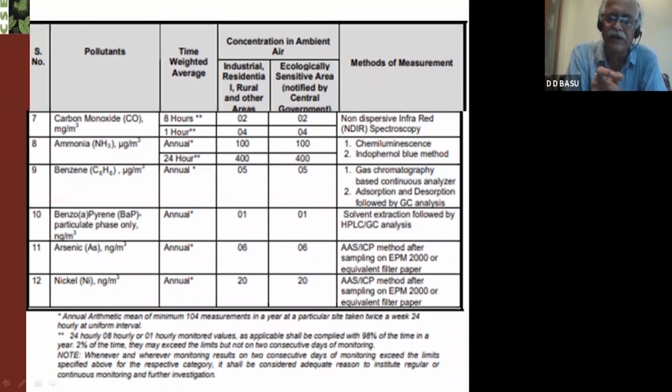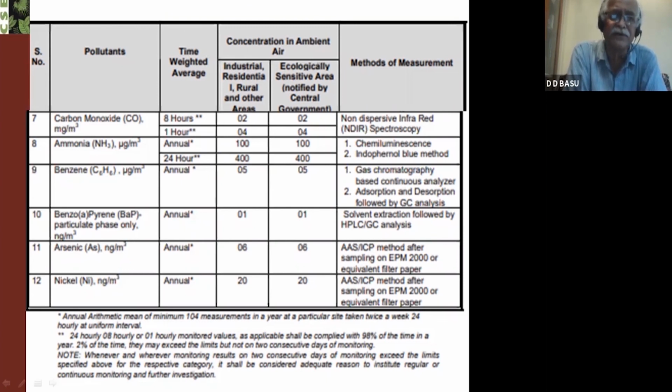That means if the air quality monitoring follows these methods of measurement, the results are legal, and the regulatory authority can use these results for legal purposes. A lot of public interest litigations are there in the court, and these come into play if the data has been collected using the methods of measurement given on the right side. So this is, in a nutshell, our air quality monitoring network.